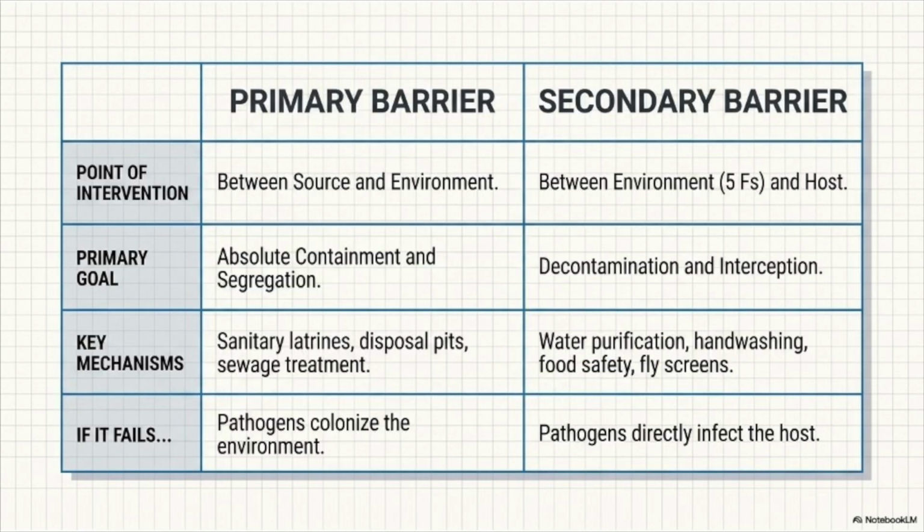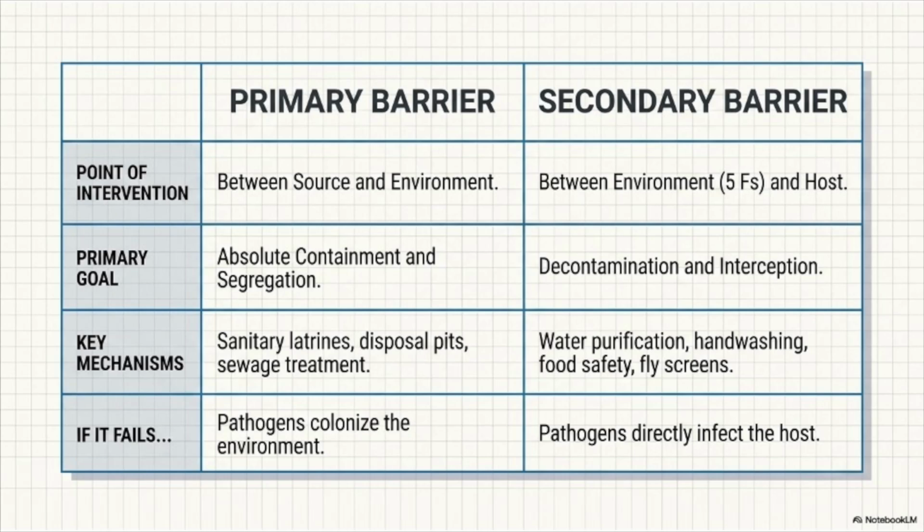Let us now compare these two barriers side by side. The primary barrier intervenes between the source and the environment with the primary goal of absolute containment and segregation. Its key mechanisms are sanitary latrines, disposal pits, and sewage treatment. If it fails, pathogens end up colonizing the environment.